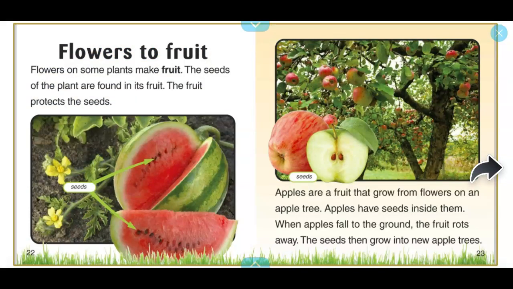Flowers on some plants make fruit. The seeds of the plant are found in its fruit. The fruit protects the seeds. So here we have a picture of a watermelon, and inside the watermelon it has its seeds. So instead of there being a flower like you're used to seeing, we would have fruit, and the fruit has the seeds inside of it.